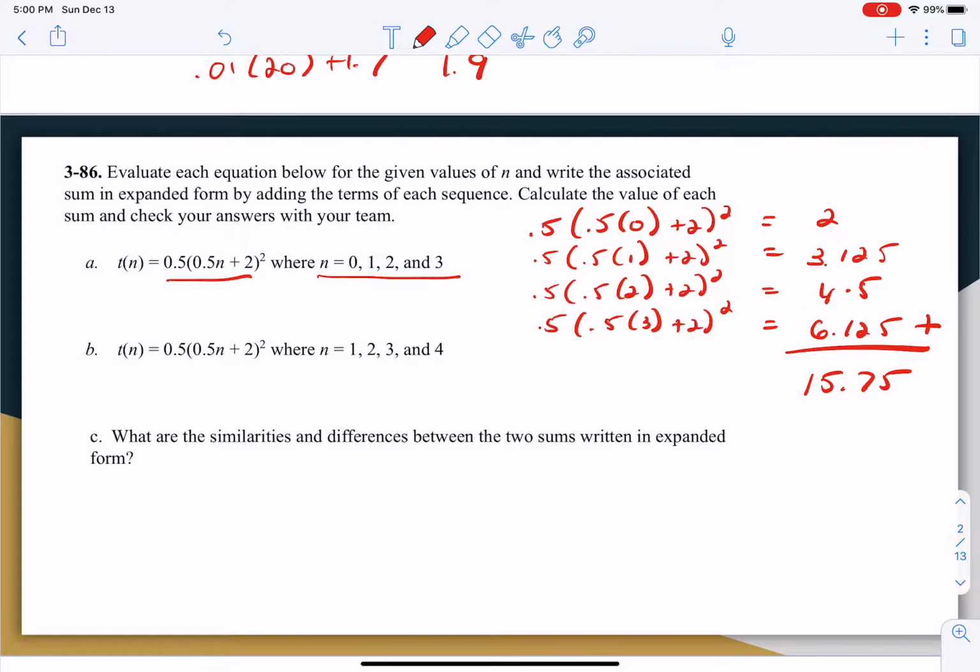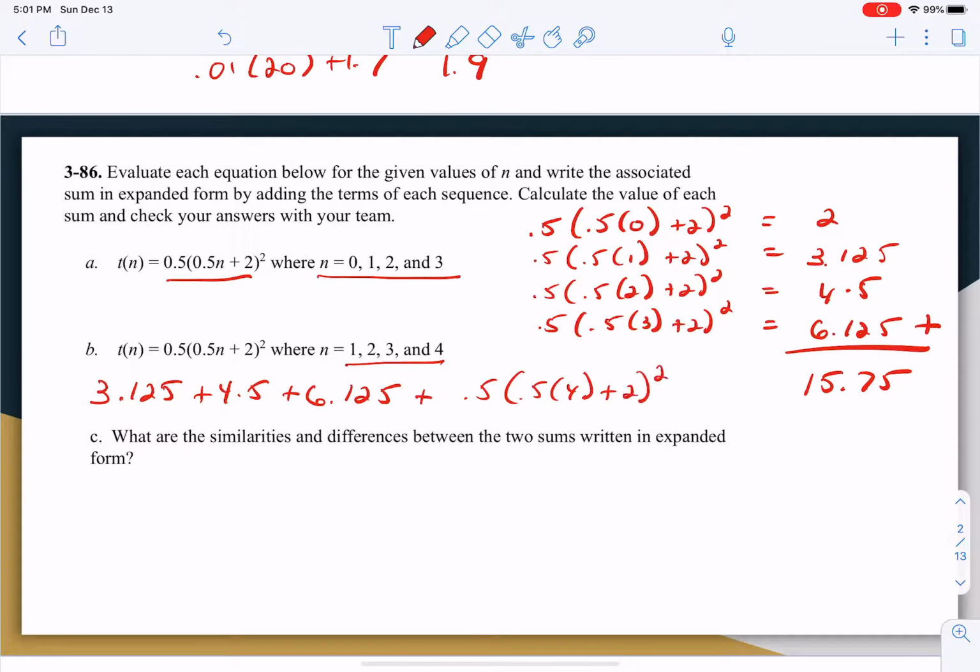Now, what if we did the exact same thing, except this time we started when n equals 1? So we're going to have 3.125 plus 4.5 plus 6.125 plus evaluating the term when n is 4, which gives me an 8, and adding up those terms in the sequence, I get 21.75.